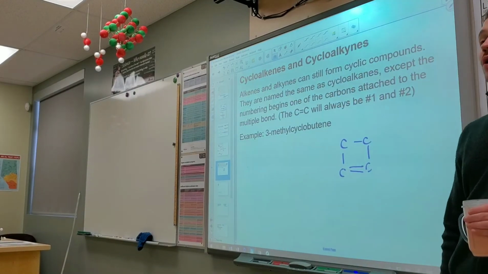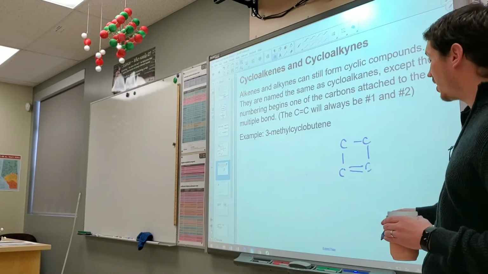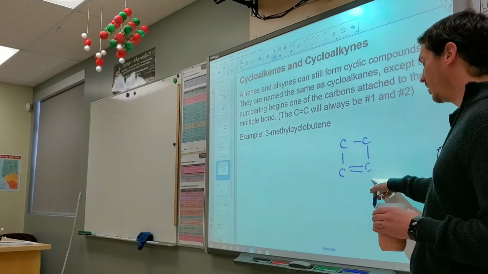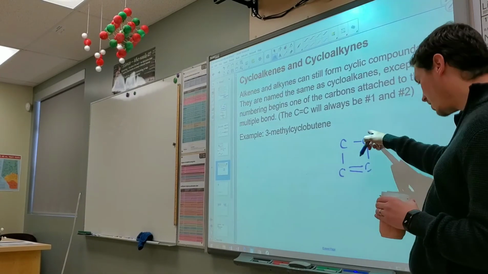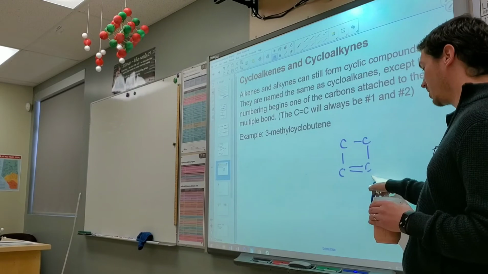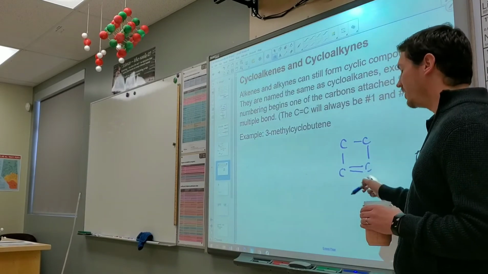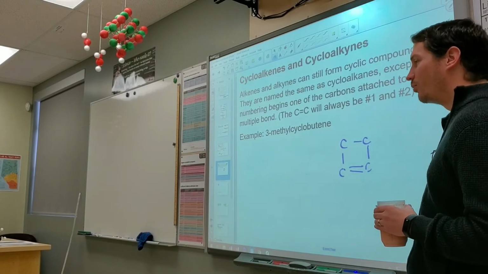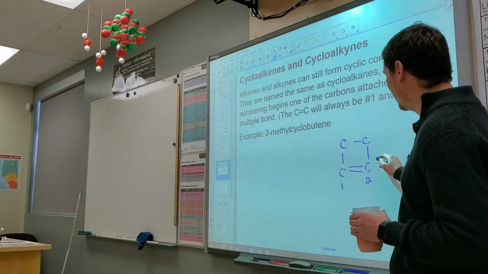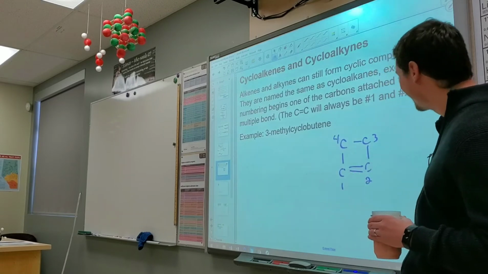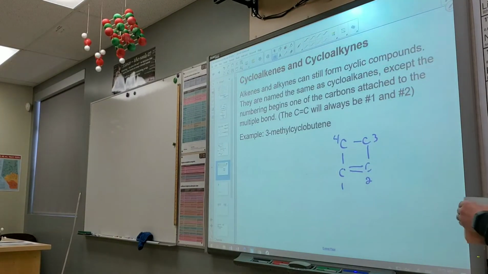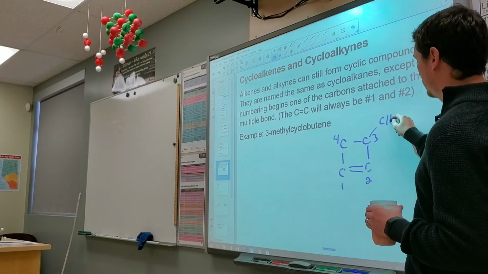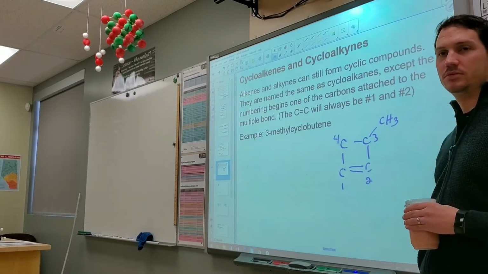Okay, so what do you want to do? Do you want to start numbering the bottom left carbon as 1 and go across the double bond to 2? Or do you want to start numbering the bottom right carbon as number 1 and go across the bond to 2? These always have to be 1, 2 or 1, 2. Which one do you want to do? 1, 2. Okay, 1, 2, 3, 4. So where's the methyl group? 3.